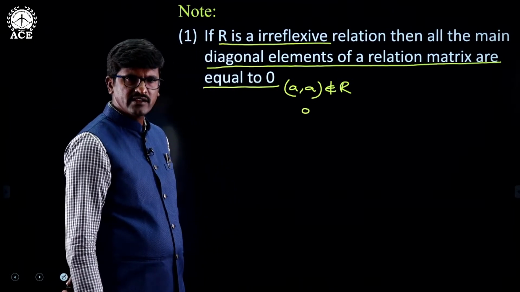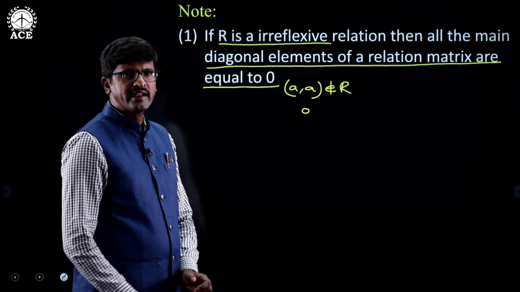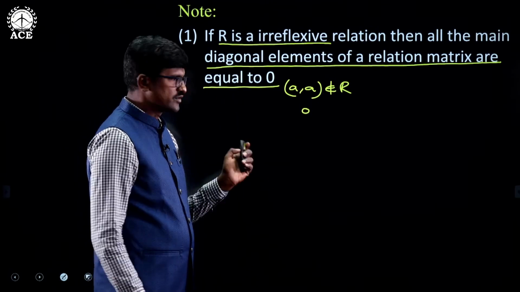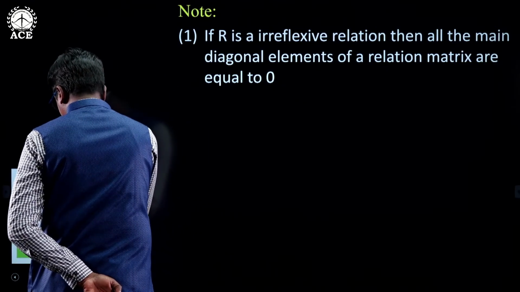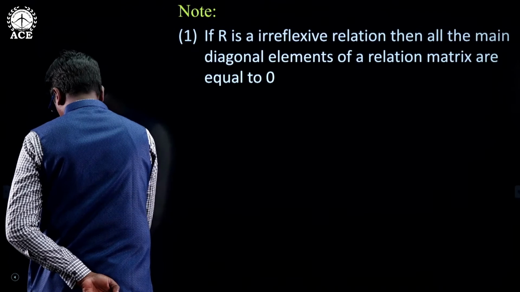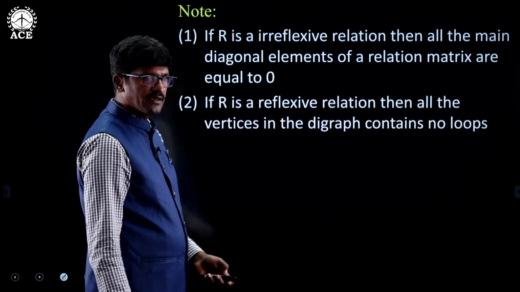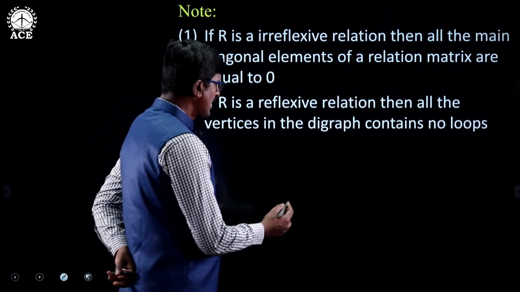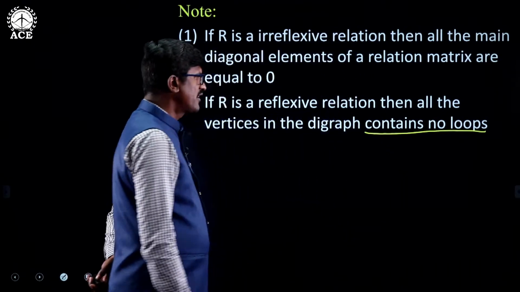Then it is indicated with 0. That means all the principal diagonal or main diagonal elements of an irreflexive relation are zeros. The next point: similarly, if you take the diagram representation of the irreflexive relation, it will never consist of loops.